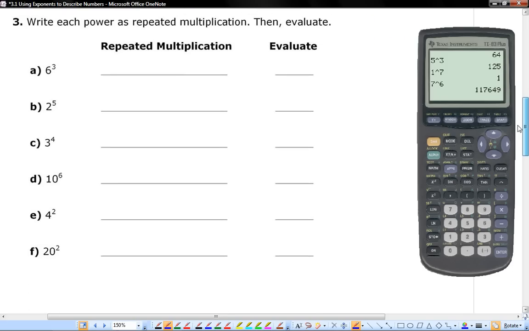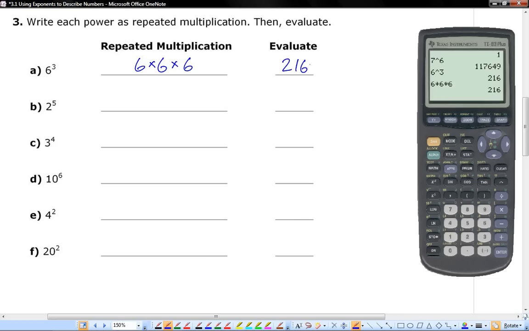The next example, we're going to write each power as a repeated multiplication and then evaluate. So the first one is 6 cubed, which means it's 6 times 6 times 6. And so you can either evaluate it as 6 to the power of 3 or 6 times 6 times 6. Either way, you should get 216 as your value.